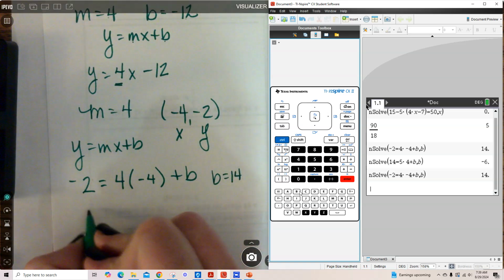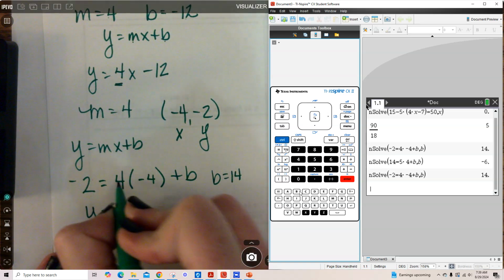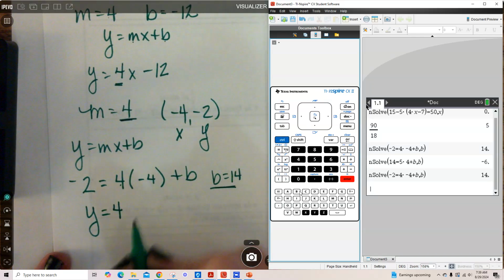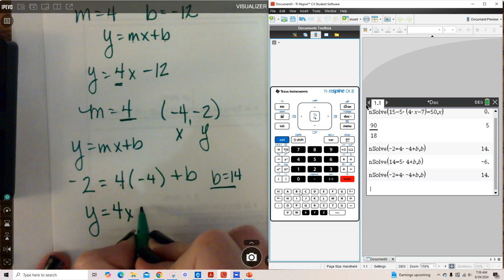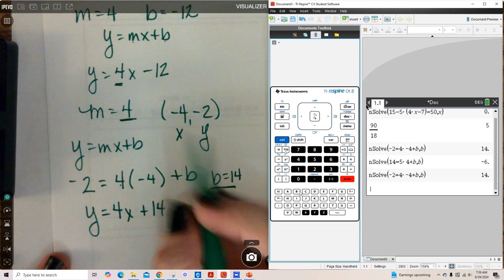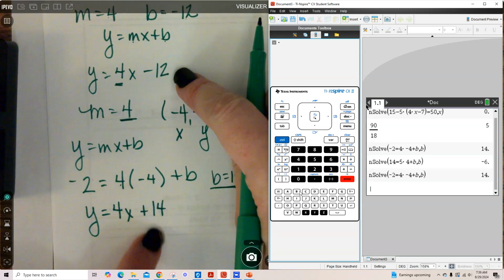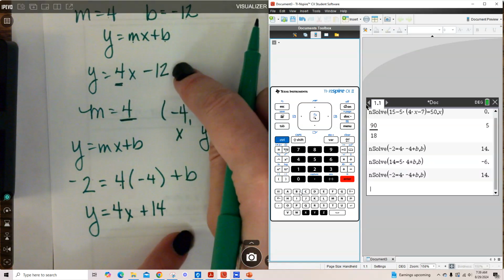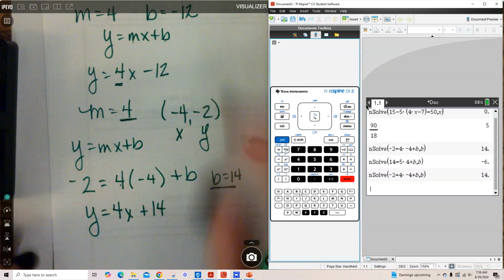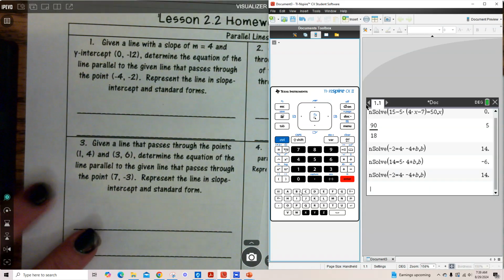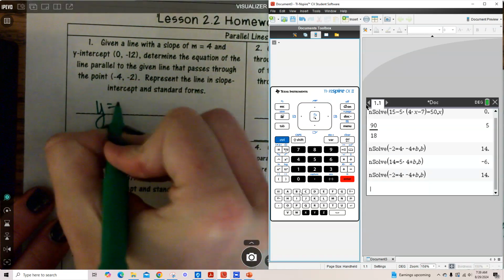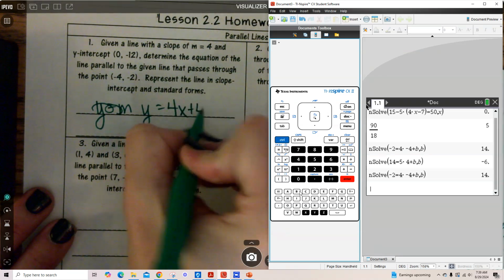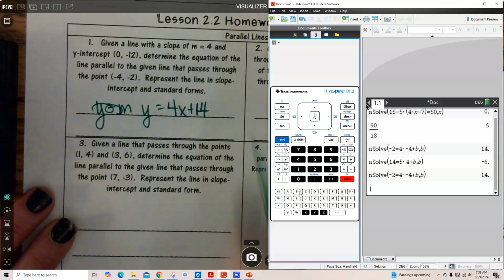So my parallel line, I have to go back and I have to write it again with just the slope of 4, and just the y-intercept. So 4x plus 14. Here's my original line. Here's my parallel line. The slopes are the same. It's the y-intercept that's different. So my answer to number 1 would be 4x plus 14, if I could write today.